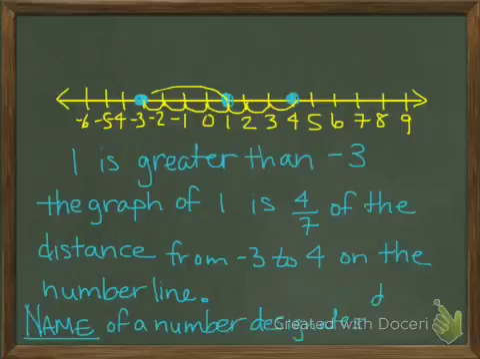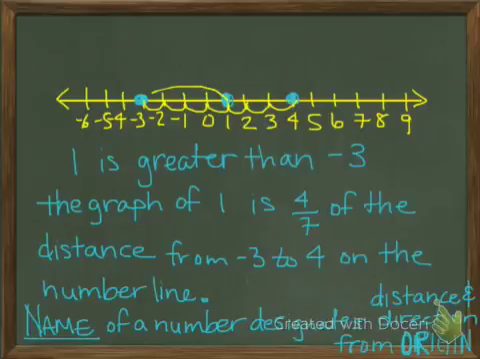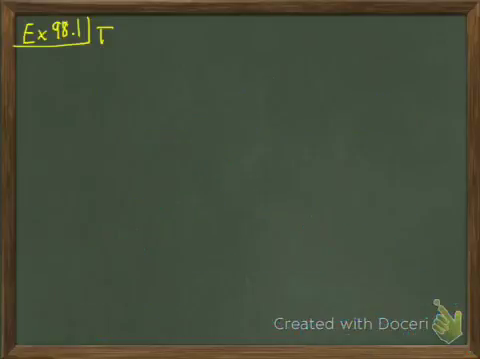The name of a number designates the distance and direction from the origin. So when we say -4, we know that it's going to be to the left of the origin and it's going to be 4 units away. If I said number 9, then I know it's going to be positive, so it's going to be 9 units to the right of the origin. So the name just designates how far away it is.